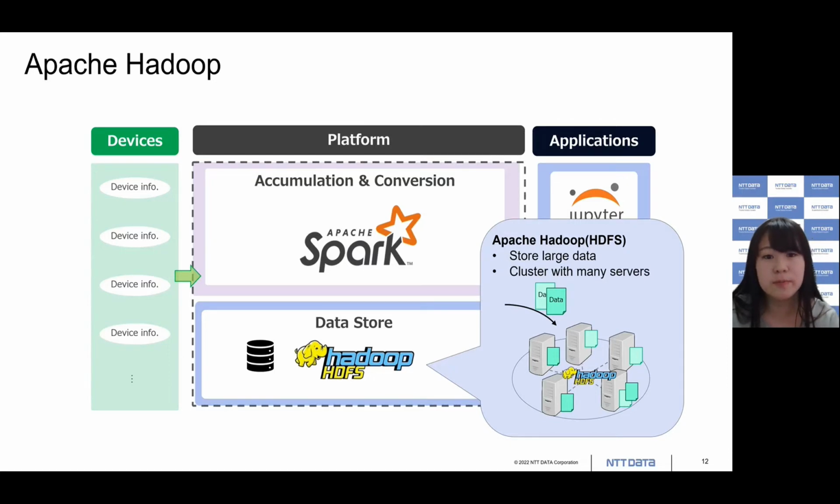Next is Apache Hadoop. The Apache Hadoop software library is a framework that allows for the distributed processing of large data sets across clusters of computers using simple programming models. It is designed to scale up from a single server to thousands of machines, each offering local computation and storage. In our case, we mainly use HDFS to store large amounts of data. As you know, HDFS is a distributed file system that provides high throughput access to application data.